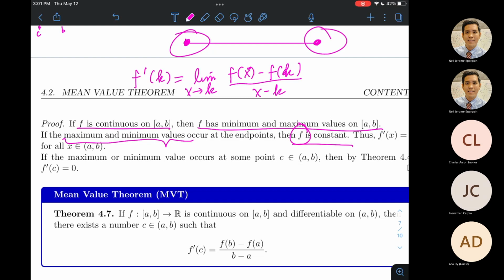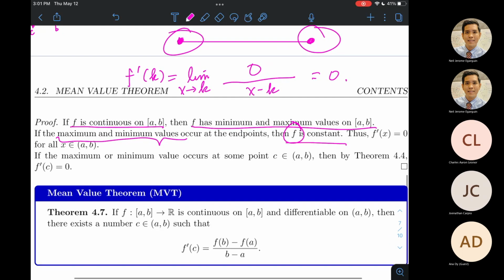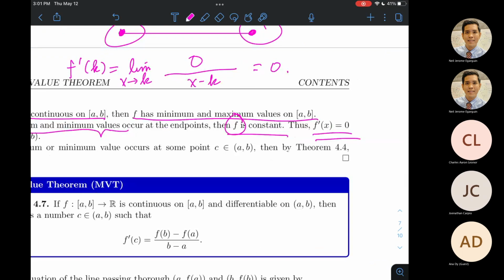By definition. Sabi natin, ang conclusion natin dito, si f ay constant. So ibig sabihin yung f of x ay equal sa f of k. So the numerator here will be equal to 0. So the limit is equal to 0. Actually, this proves na ang derivative ng constant ay equal kay 0. Okay? So that means nagsi-zero yung derivative sa lahat ng x's doon sa interval na yon.